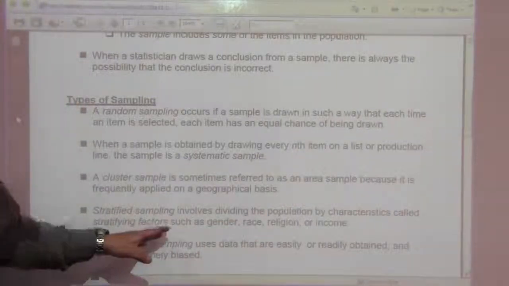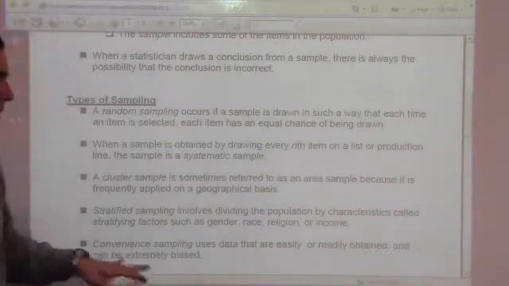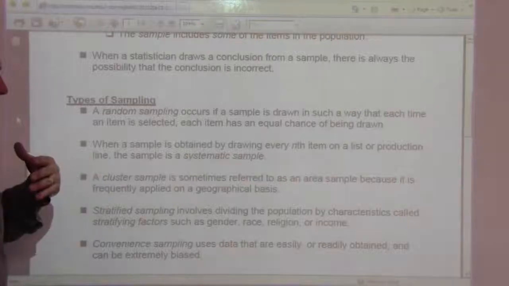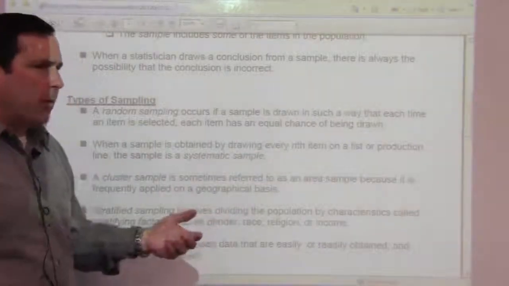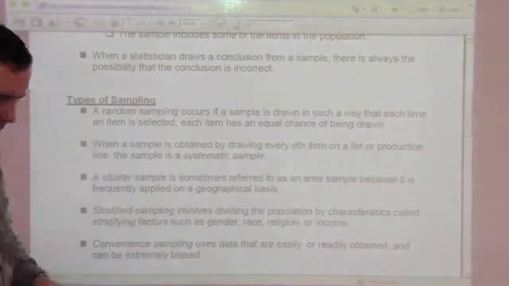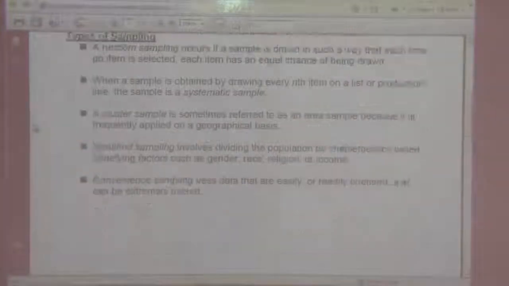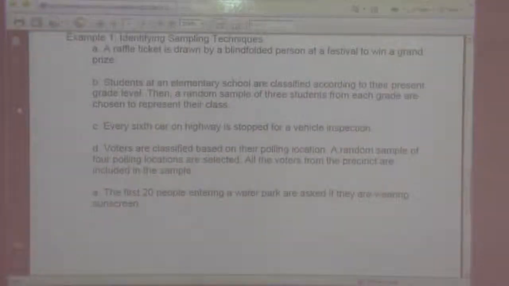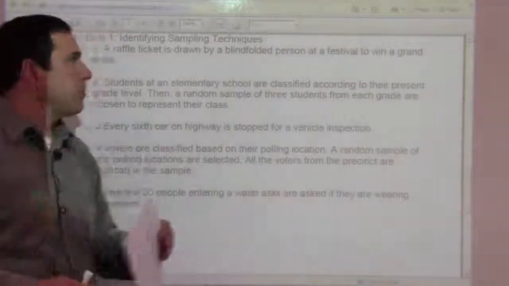Convenience sampling uses data that are easily or readily obtained and can be extremely biased. So it might be seeing how many people are coming to a particular store, the type of people. Well, not everyone in the population is going to come to that store, just the people who want to go to that store or need to go to that store. So convenience sampling is really inaccurate. Well, I should say, it'll tell you about the people going to that place, but it's not necessarily going to be a random sampling of the entire population.